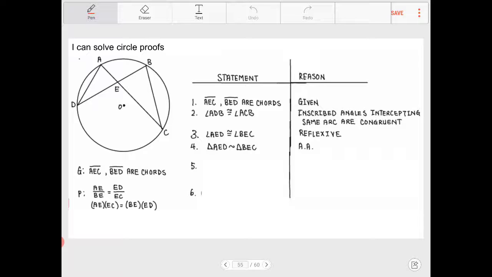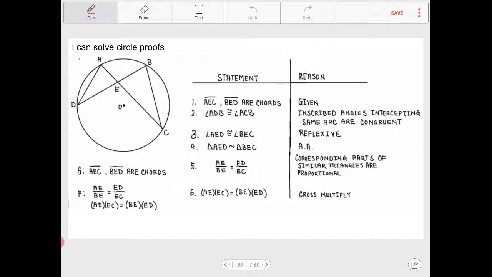My fifth step is to show this proportion is true. And this is going to be true because corresponding parts of similar triangles are proportional. Last but not least, I'm going to cross multiply to get that. And the reason is to cross multiply.